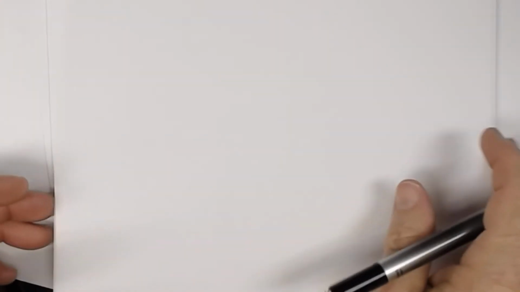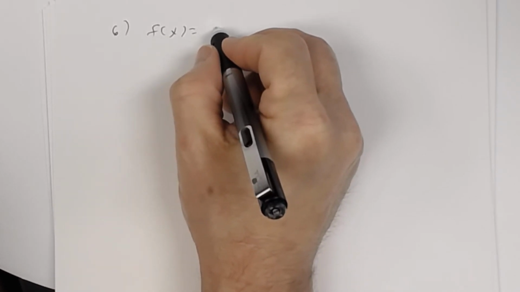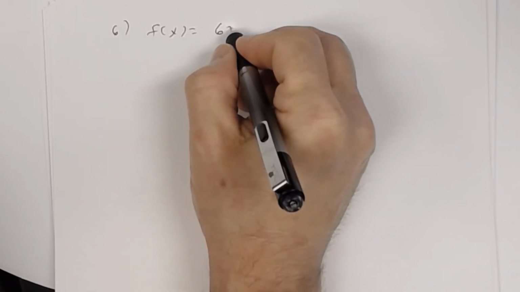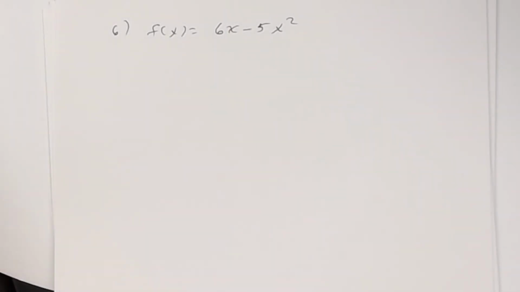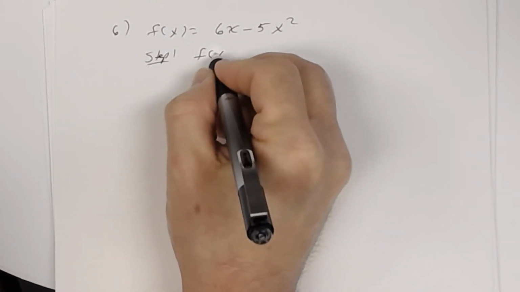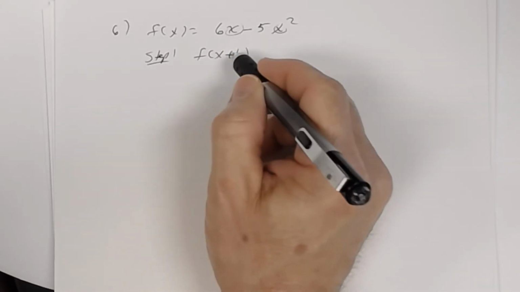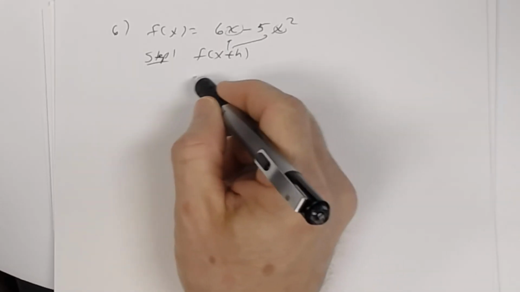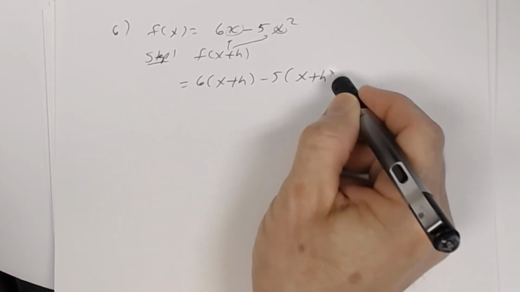Let's do another quadratic. Let's say f of x is 6x minus 5x squared. So 6x minus 5x squared. Okay? All right, so we're going to do step 1. So you want to find the difference quotient. So step 1 is to find f of x plus h. So where you see the variable x, you're going to substitute x plus h, right? And so I get 6 times x plus h minus 5 times x plus h squared, right?